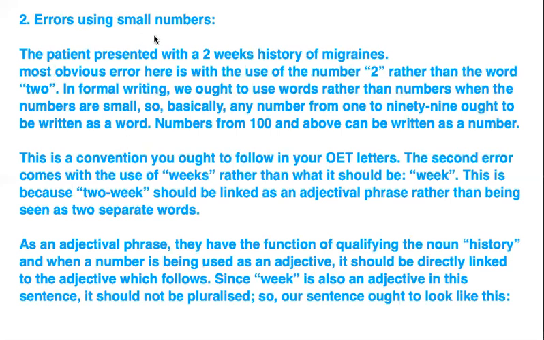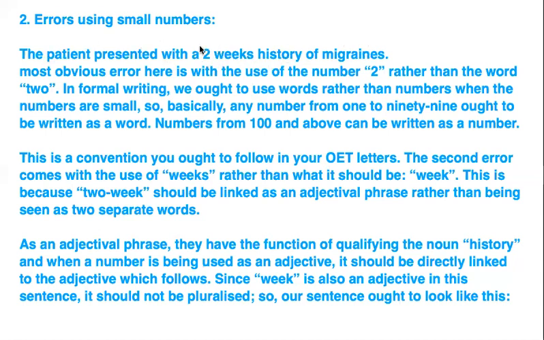دي number 1. Number 2, errors using small numbers. واتكلمنا في الموضوع ده before. عندنا ال small numbers واتفقنا ان هو from 1 to 99، من 1 ل 99 اسمها في English small numbers. small numbers من المفضل أو من الأحسن لما أجي أكتبها formal writing. Okay, we ought to use words rather than numbers. أكتبها حروف ما أكتبهاش أرقام. Like 2 هنا, a 2 weeks history of migraine. The patient presented with a 2 weeks history of migraine.